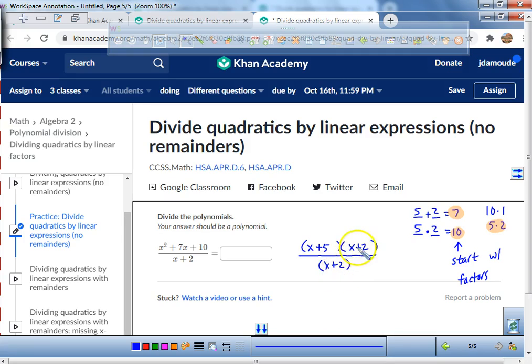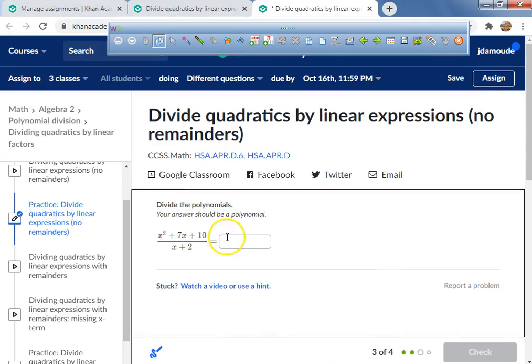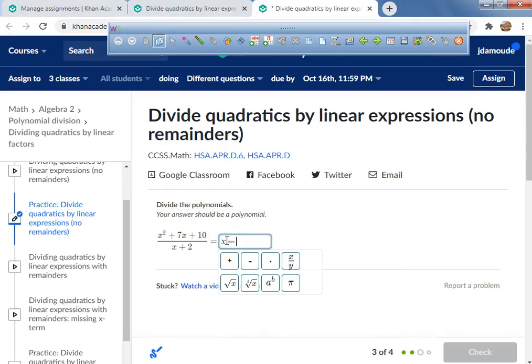Interesting. These factors are the same. If the factors are the same, then they literally cancel each other out. And what do I have left? X plus 5. Is it that easy? No way. It can't be that easy. Oh, yes. Yes, it can.